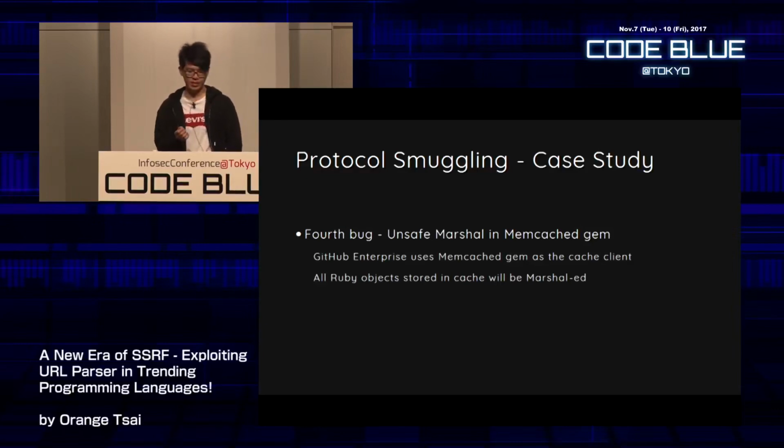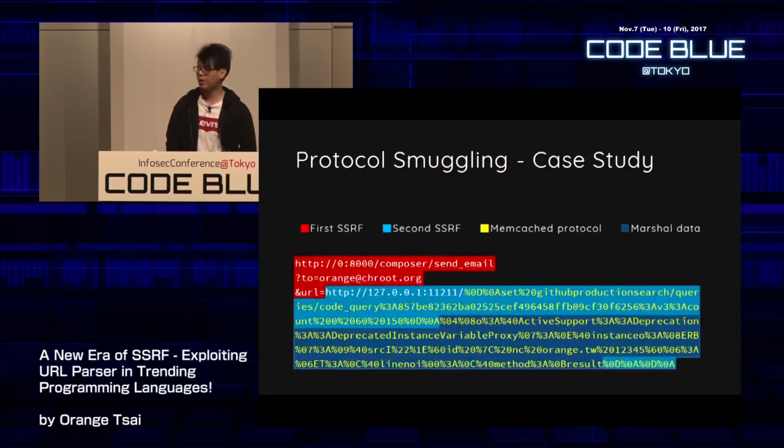After some digging, I find GitHub used a Ruby gem to store the cache, and the cache was wrapped by Marshal. It is good news. Everyone knows Marshal is very dangerous. So our goal is very clear.